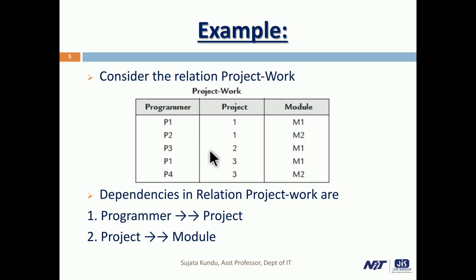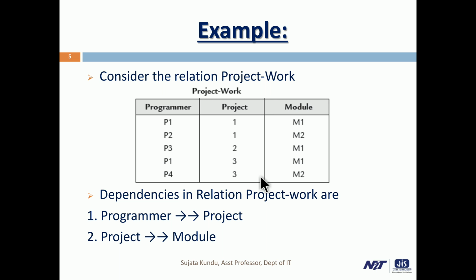Suppose we want to add a new project, project 4. That also creates a problem, because if I want to add project information in this table, simultaneously we have to add the programmer information. Simultaneously we have to insert other information also. So until we assign a programmer to the project, we cannot add any new project into this relation. So there is an insertion anomaly also.